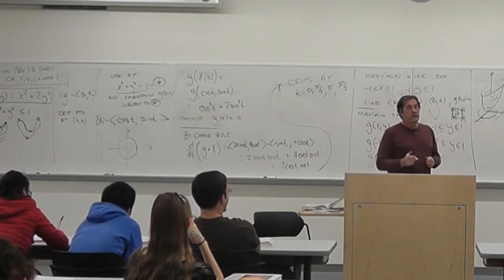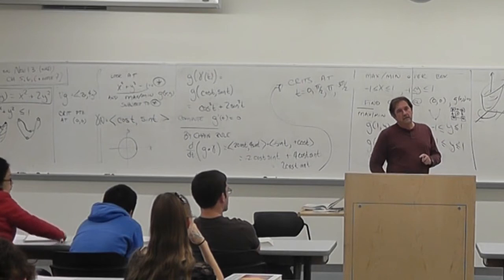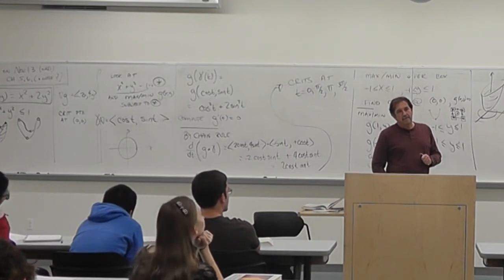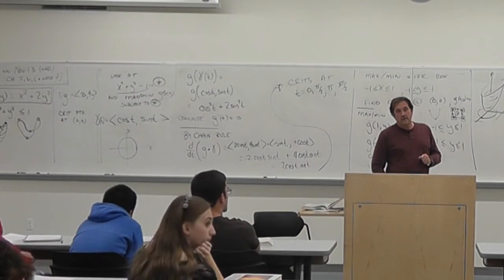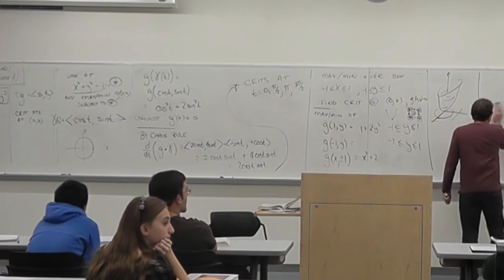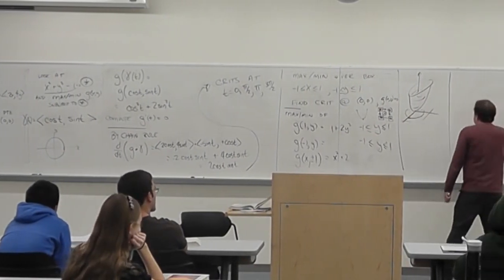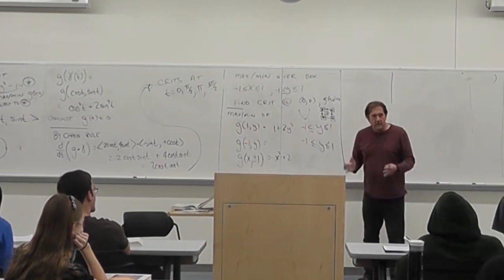Yeah? So if you went from R3 to R1, if you had g of x, y, z, to check the edges, you would just fix all the variables except for one? Are we over a square? From R3. Like, if you had g of x, y, z, to check the edges, you would just fix all the variables but one? No. You have to look at the faces.